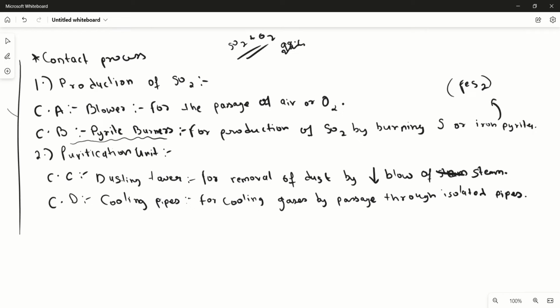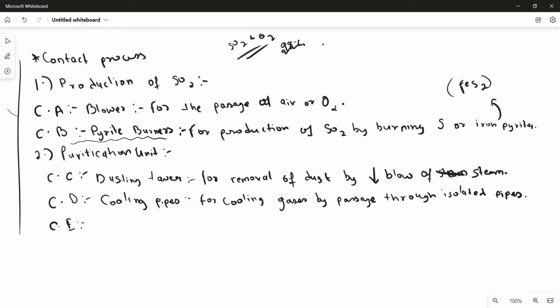Okay, quick recap. There's production of SO2, where we have chamber A called the blower, chamber B the pyrite burners, and then the purification unit, to purify any gaseous mixture of SO2 and O2, and there we have 6 towers. Chamber C is called the dusting tower, and chamber D the cooling pipes. The dusting tower is for the removal of dust by downward flow of steam, and the cooling pipes are for cooling the gases by passage through isolated pipes. Then we have chamber E.